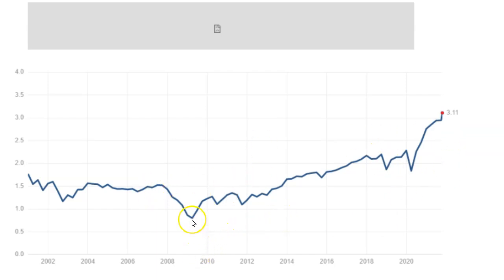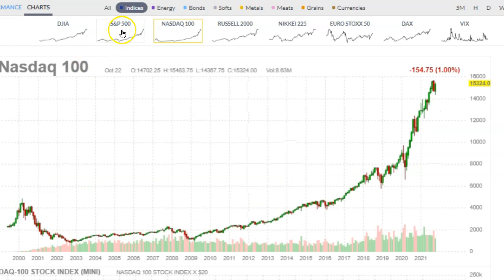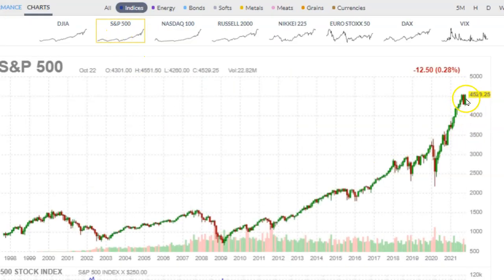If in 2008, 2009, a price to sales ratio of 1 was a cheap valuation, what does that imply for the current number at 3, over 3? I would have to think that this market is not cheap. So if we jump back to the NASDAQ price or the S&P price, the market at the bottom in 2009 was under 800, 700, right around there. I think the bottom was like 668, something like that. So it's under 700, and right now it's at 4,500.